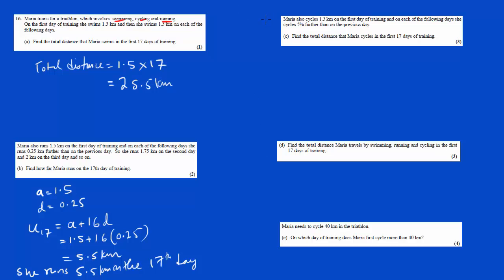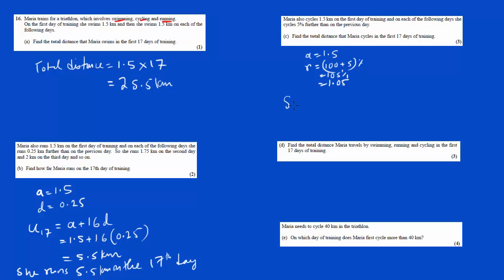Maria also cycles 1.5 kilometers on the first day of training. So now we are talking about cycling. So a equals 1.5 kilometers. And on each of the following days, she cycles 5% further. Further means it is increasing. So the common ratio would be 100% plus 5%, which is 105% or 1.05. That is the common ratio. So we have to find the total distance.